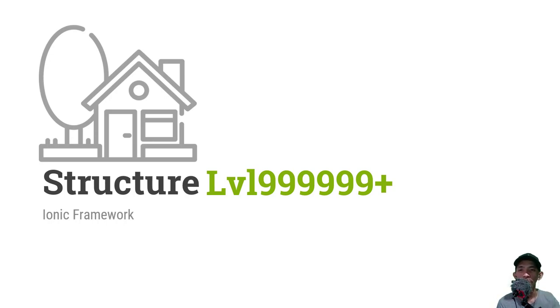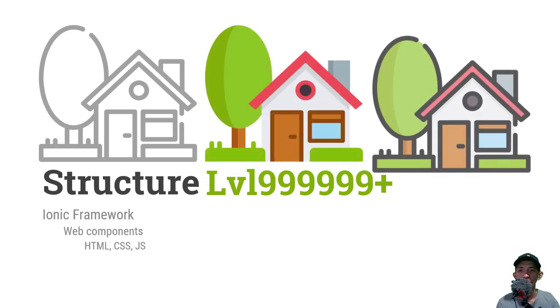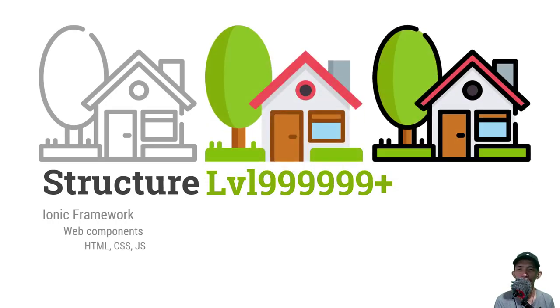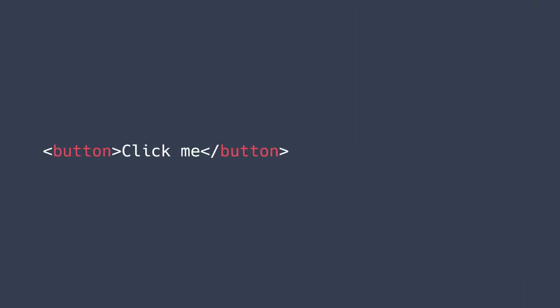Si Ionic Framework naman, meron siyang tinatawag na web components. At ang nasa loob ng web components ay HTML, CSS, and JavaScript. And since we are comparing the structure of a website into a hybrid mobile application, so let's take a look at their similarities para mas madali pa natin maintindihan. Here is an example of a basic HTML tag. And on the other hand, here is an example of an Ionic web component. Take a look at the similarities.